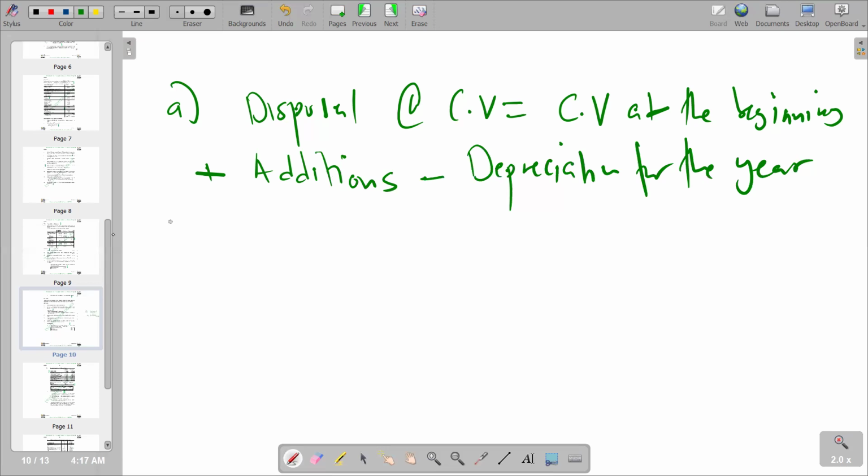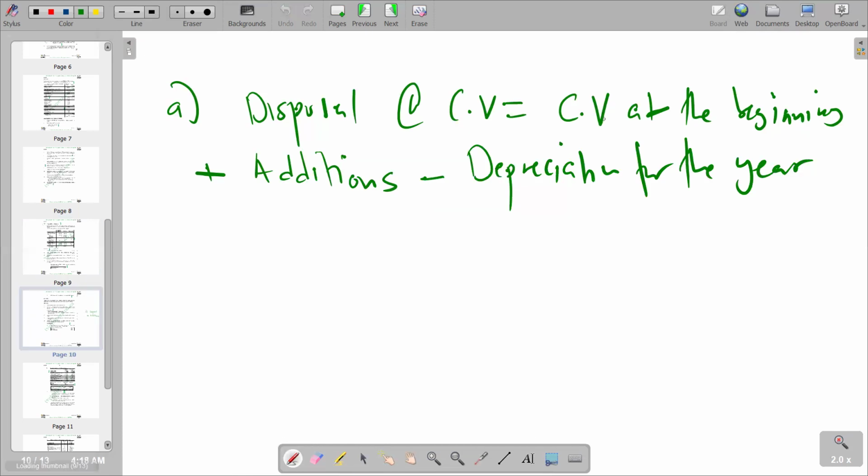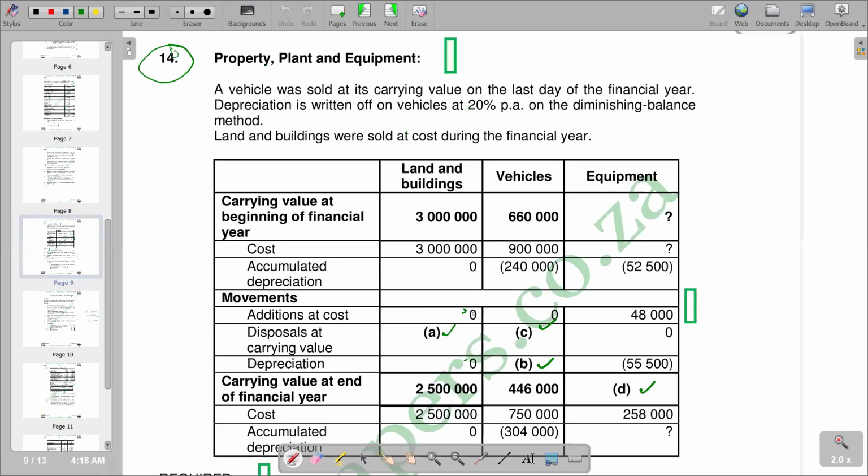So the figure that we want to calculate is for land and buildings, and land and buildings do not have depreciation there. So we just put zeros there. In addition to the cost, we also have zero. So now we start with our carrying value in the beginning, which is 3 million. So we say carrying value in the beginning, 3 million. And on additions, we are seeing there's zero, so we can put our zero.